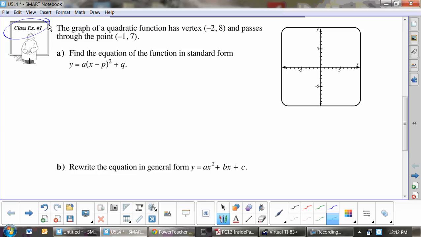Okay. So example number one says a graph of a quadratic equation or function has a vertex of negative 2, 8. So what I'd like you to do is go into this little graph area here and plot negative 2, 8. So it's going to be right about there. Okay, and then it says it also passes through the point negative 1, 7, which is right about there.